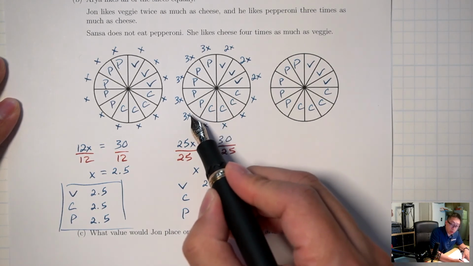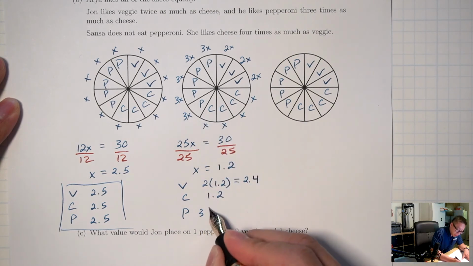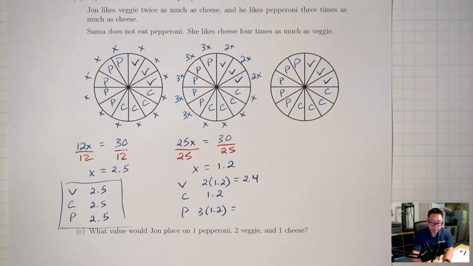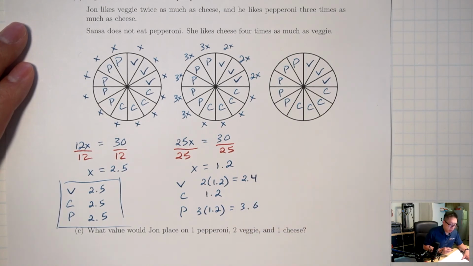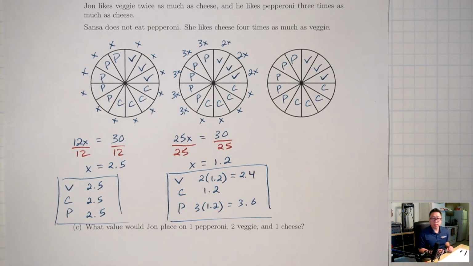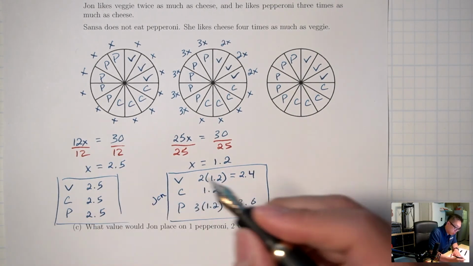Pepperoni we labeled as 3x, so that means 3 times the 1.2. 3 times 1.2 is 3.6. And that's John's. Let me label John. First one was Arya.